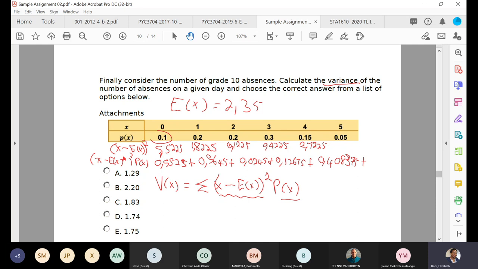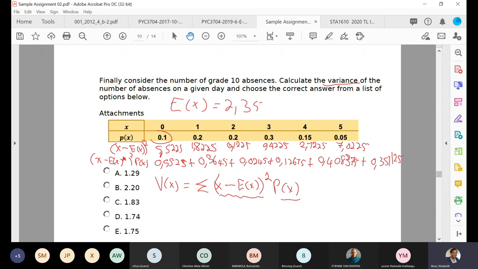5 minus 2.35 equals, squared. I get the last one is 7.0225, and I need to multiply that with 0.05, and the answer I get is 0.351125. Now I can add all of them together so that I answer this question.